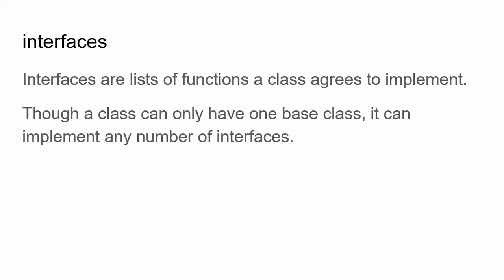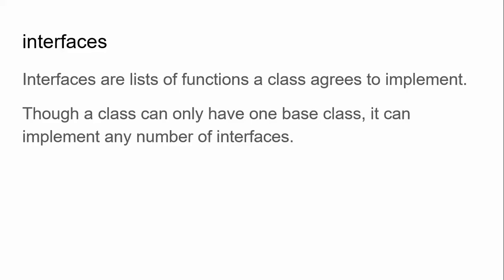An interface is really just a list of functions that you agreed to implement. That is what it is. Just like if you inherit an abstract class, you have to implement any of the abstract members. If you implement an interface, you have to provide implementations for any functions in that interface.